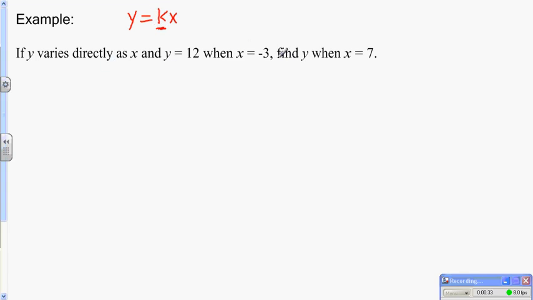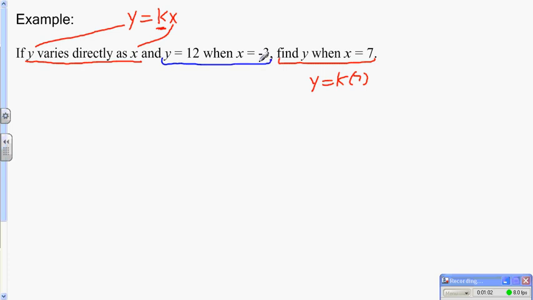Now, they ask us to find y when x is 7. And if it is direct variation, it would look in this way. Now, I know that because y varies directly as x, and that's the order in which we write it. But in this problem, if we know x is 7, that's not enough. We need to know what k is also. And that is where these two values come into play.